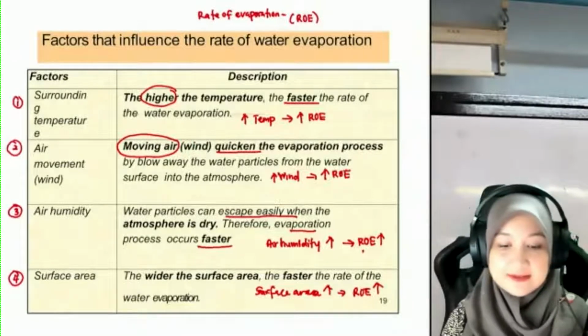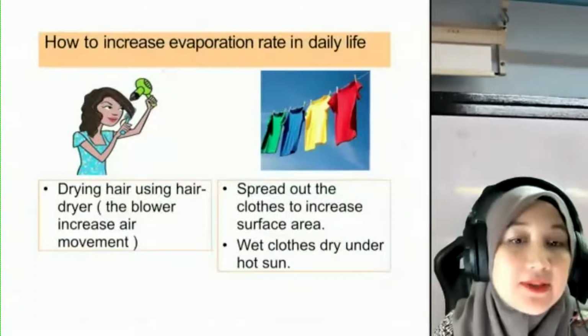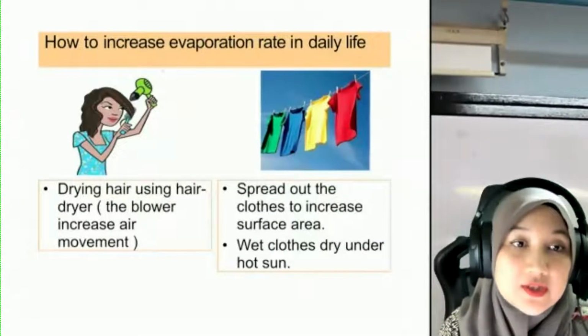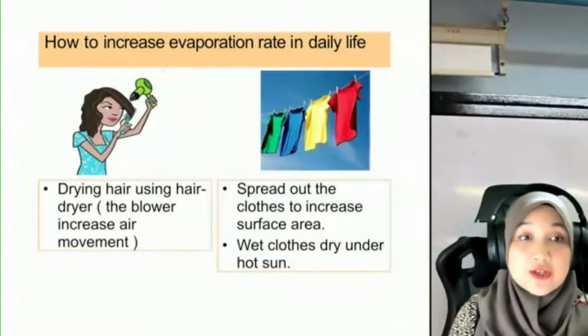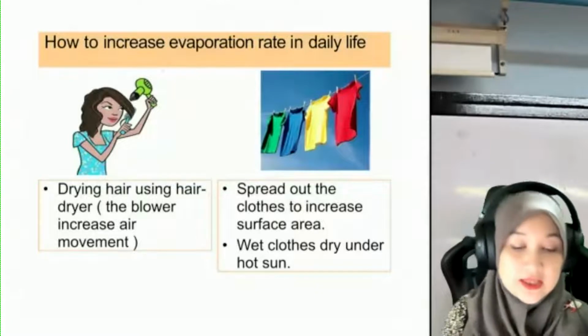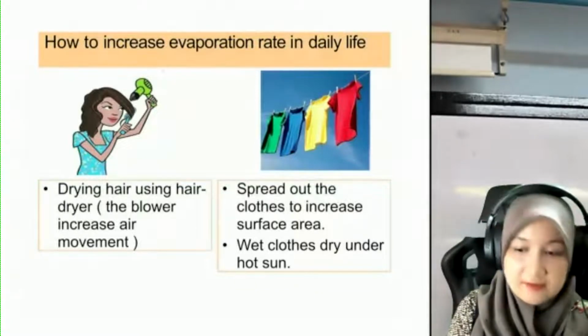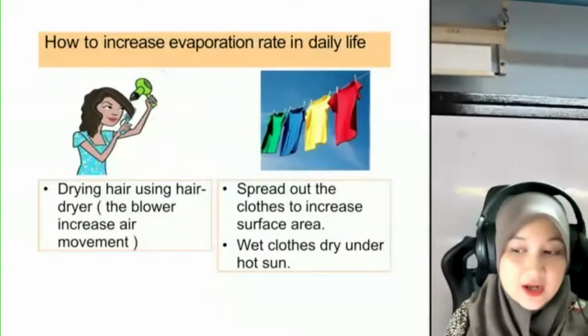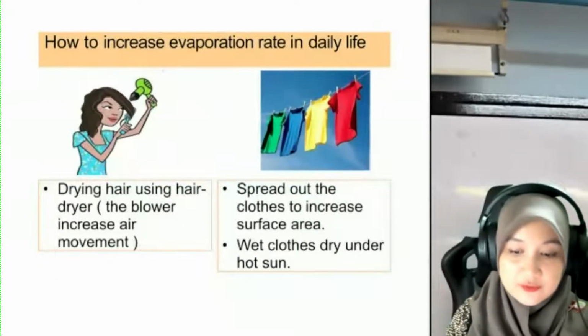All right, next. Okay, look at this situation. How to increase the evaporation rate in our daily life? If we are going to dry hair using a hair dryer, the blower of the hair dryer will increase the air movement.